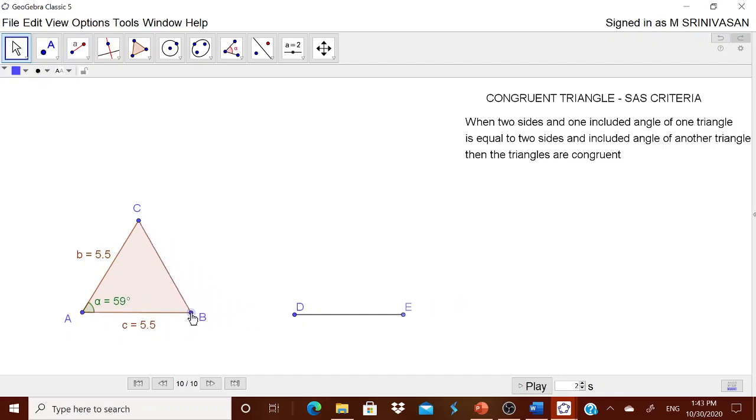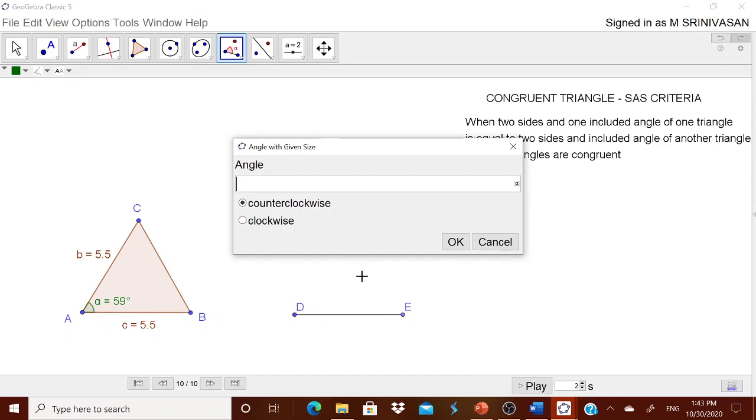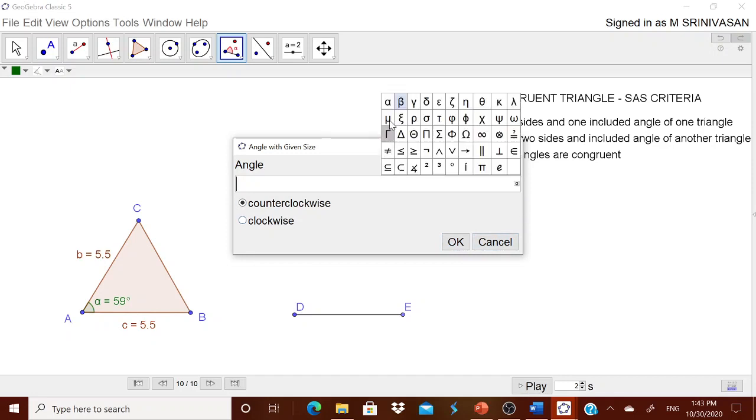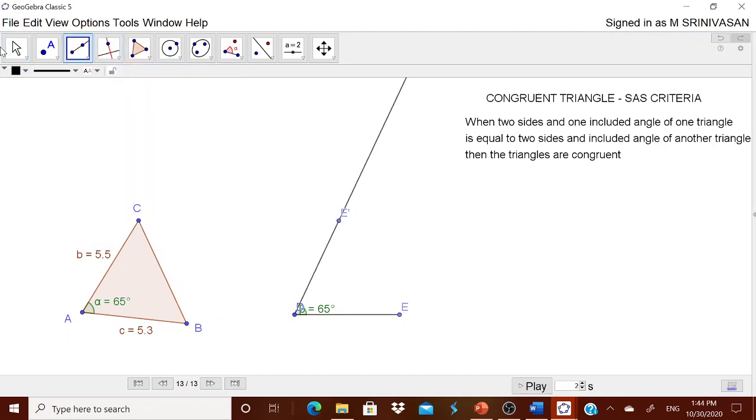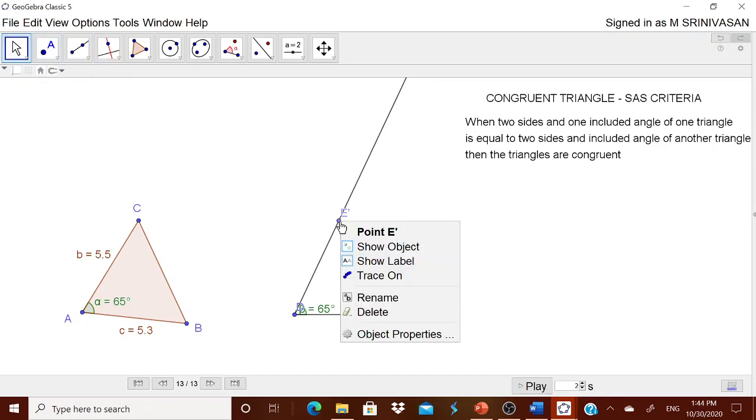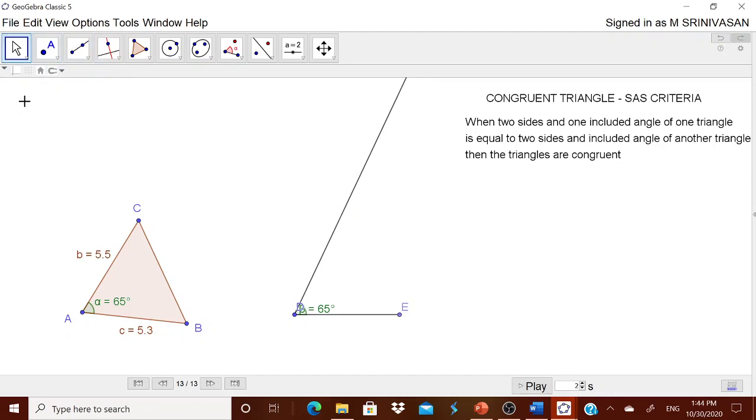Well, now I want to have an angle equal to this alpha at D. Therefore, go for this angle with given size, touch this E, touch this D. Immediately it will ask what angle you want. We don't want the angle as 59 degrees. We want the angle as alpha because alpha is a variable. Therefore, I am clicking OK. Now, when you move this, remember that also moves. Okay, well, now I am going for this ray so that I will get this angle ray. This E point is not going to help me anymore. Therefore, I am hiding it.